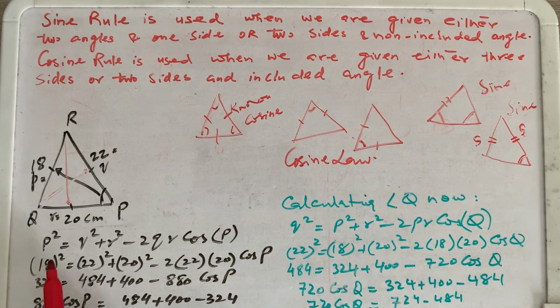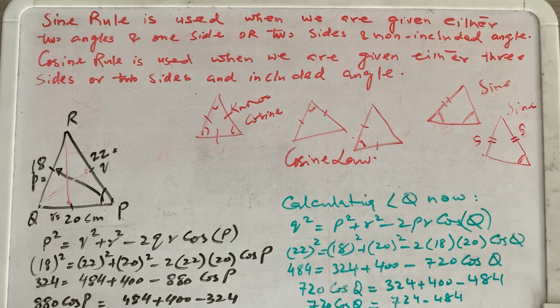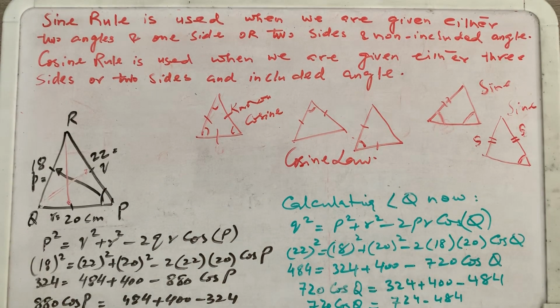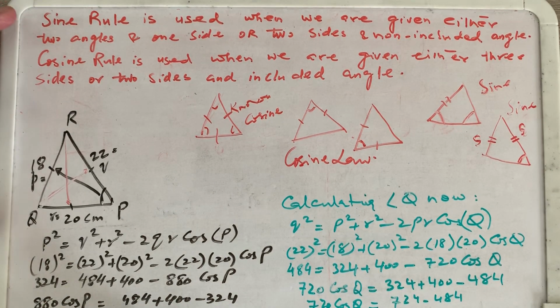Once we plug in the values and calculate angle P, we get cos inverse of 0.63. Be careful that we have to take the cos inverse, because angle P equals cos inverse. So here is the cos P.